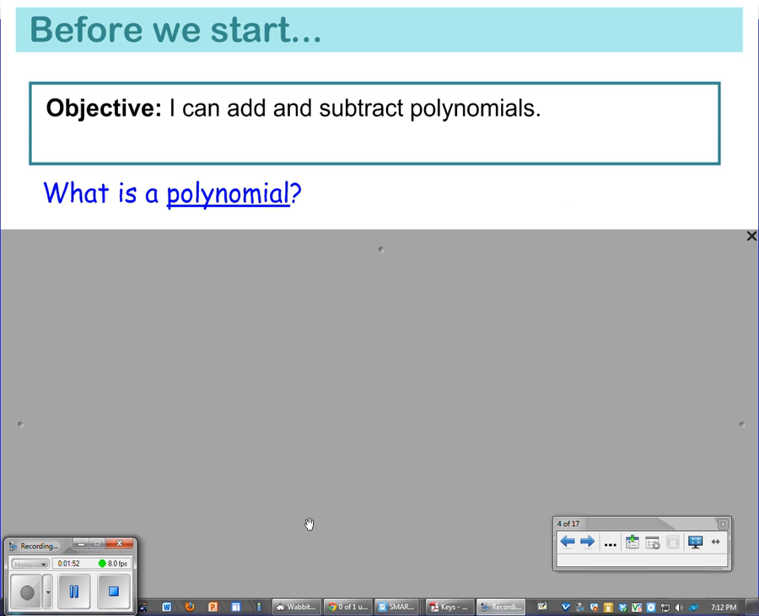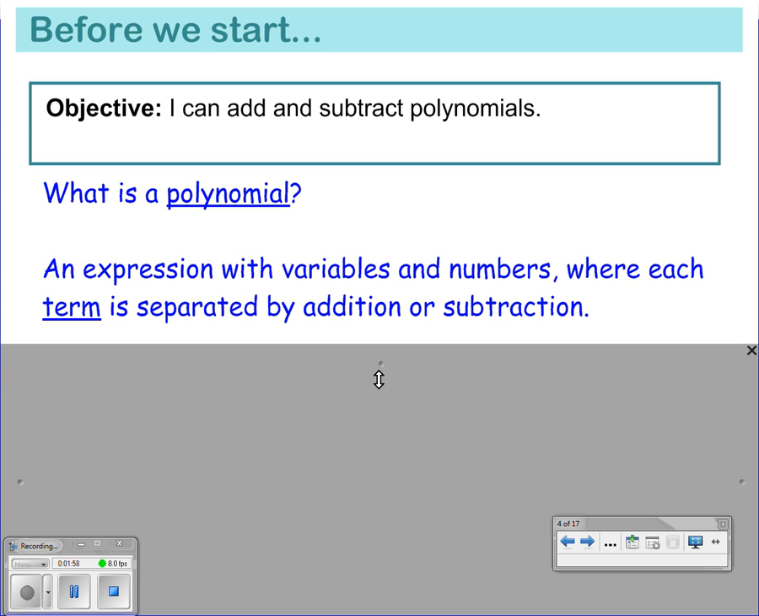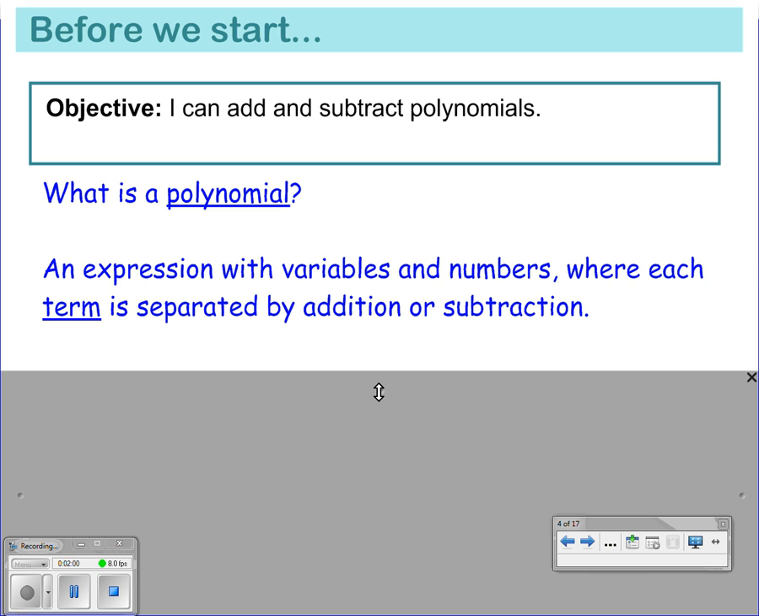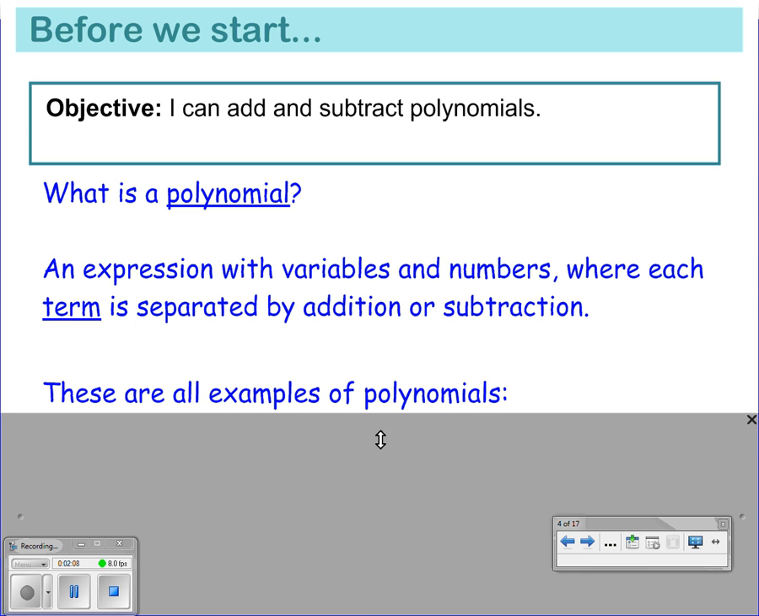Before we start, let's talk about what is a polynomial, because we are going to be adding and subtracting them. So what is a polynomial? A polynomial is an expression with variables and numbers. We've been dealing with those. But now it's where each term is separated by an addition or subtraction.